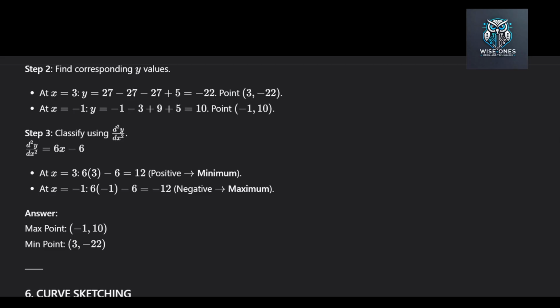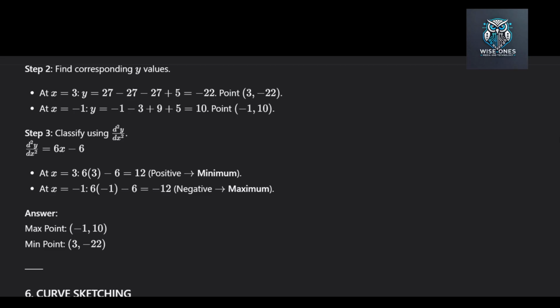Step 3, classify using d squared y/dx squared. First, find the second derivative. dy/dx was 3x squared minus 6x minus 9. Differentiate again. 3x squared becomes 6x. Minus 6x becomes minus 6. Minus 9 becomes 0. So d squared y/dx squared equals 6x minus 6.